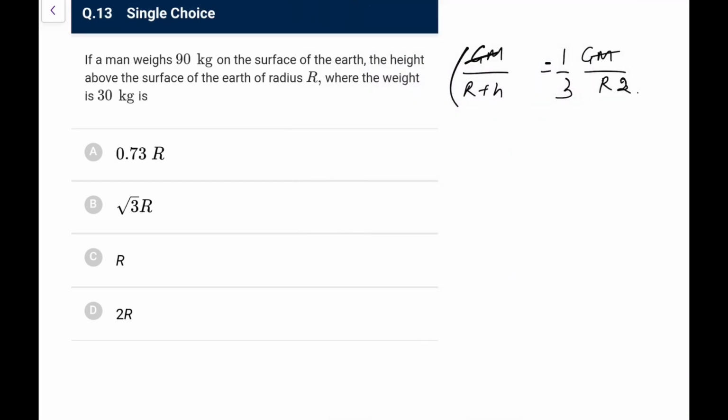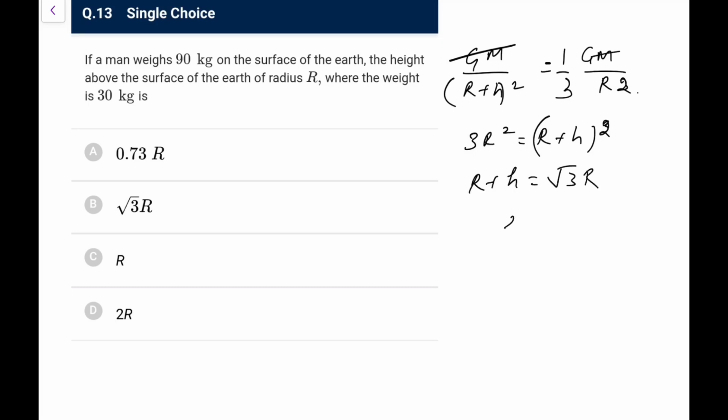What I am doing, this is not right. This is GM by (R plus h) whole square, sorry. So 3R square is (R plus h) whole square. So R plus h is root 3 R. So the height required is (root 3 minus 1) R, which you can say is 0.732 R. Go for option A in this case.